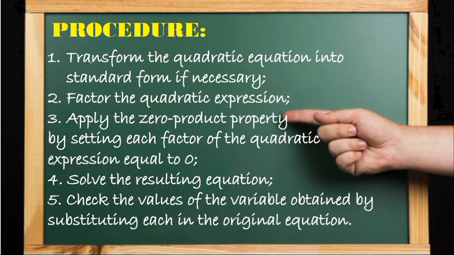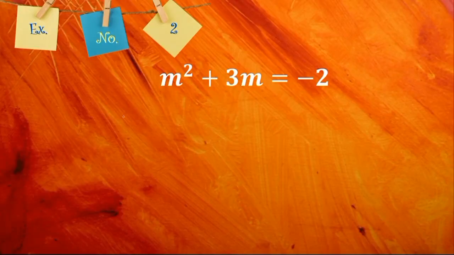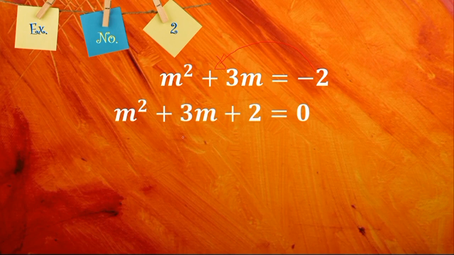Let's have another example. We have here m squared plus 3m equals negative 2. Yes, you're right. This one is not in the standard form. So we must arrange it to the standard form based on the first step. All you have to do is to transpose negative 2 to the left side of the equation, and you'll have m squared plus 3m plus 2 equals 0. Remember that when you transpose, the sign changes. And then factor it out.